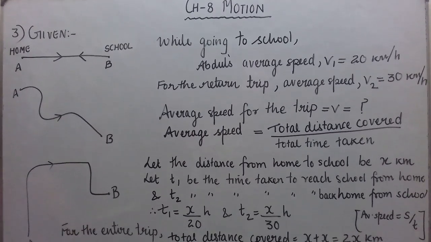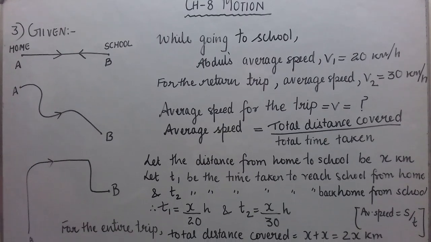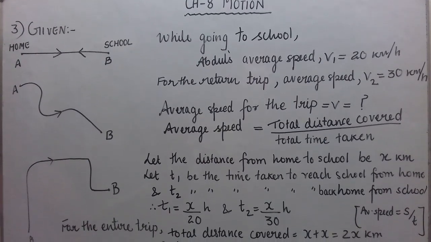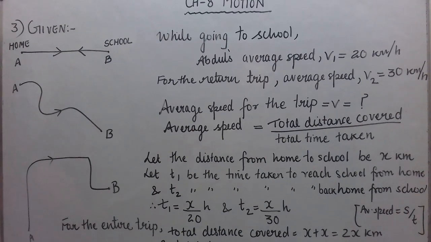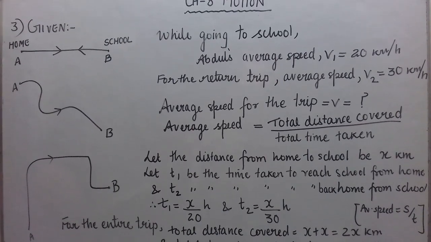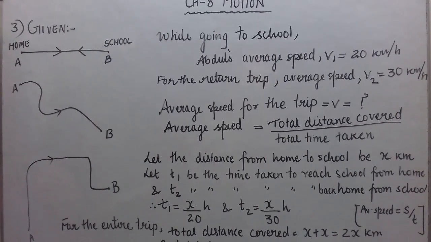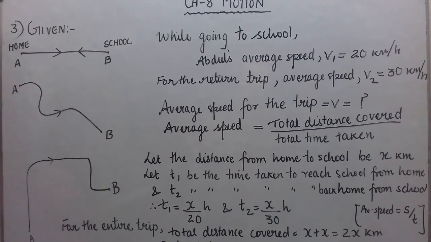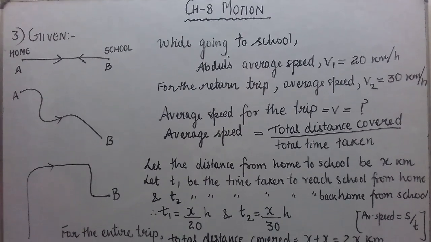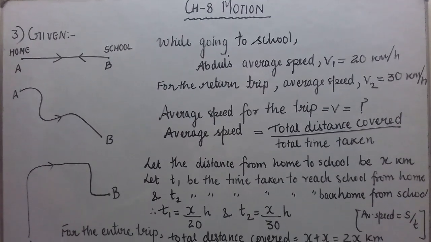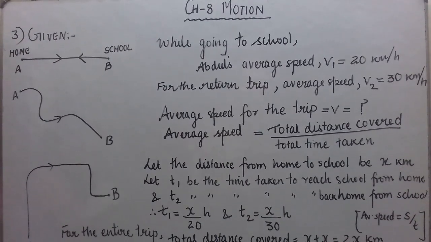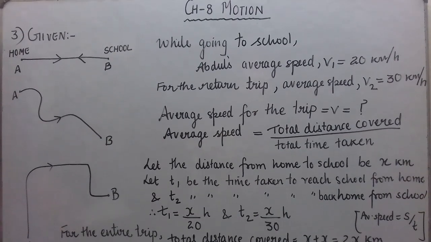I'll read the question. Abdul, while driving to school, computes the average speed for his trip to be 20 km per hour. On his return trip along the same route, there is less traffic and the average speed is 30 km per hour. What is the average speed for Abdul's trip? I'll read the question again and then we'll just write what is given here.